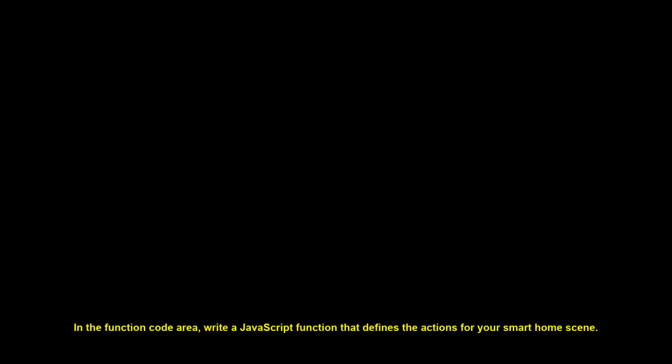In the function code area, write a JavaScript function that defines the actions for your smart home scene. For example, you might set the lights, adjust the thermostat, or turn on the TV. After writing the function, click Done to save your work.